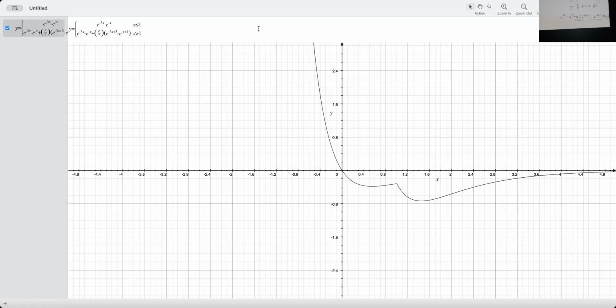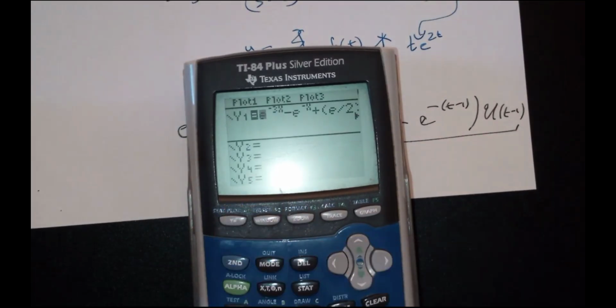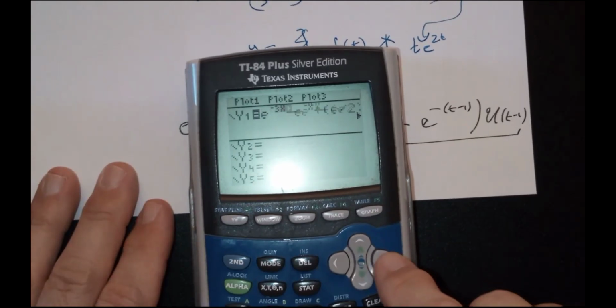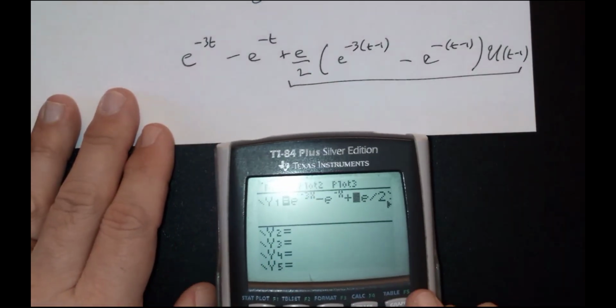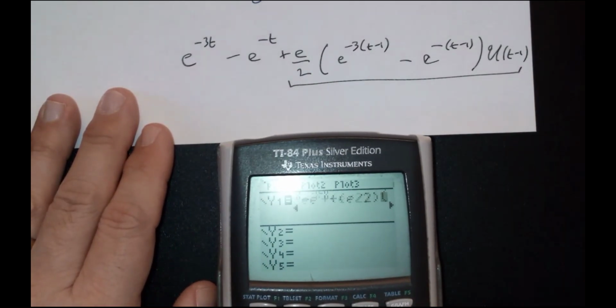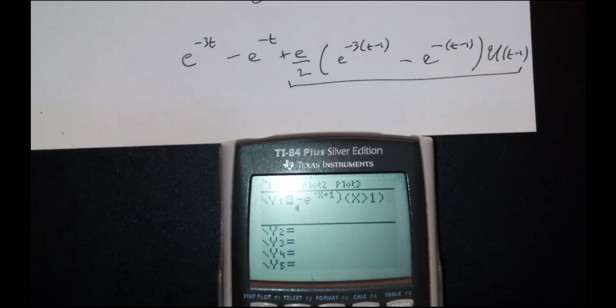Did you go back to the calculator? Absolutely. e to the negative 3x minus e to the negative x plus the e over 2 is in parentheses. Then I have all of this in parentheses, e to the negative 3x plus 3 minus e to the negative x plus 1. And then at the very end, multiply by x bigger than 1.